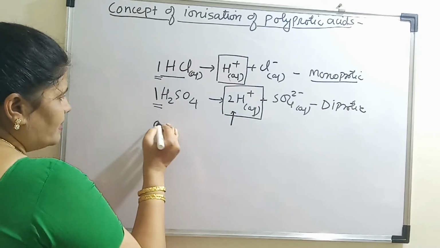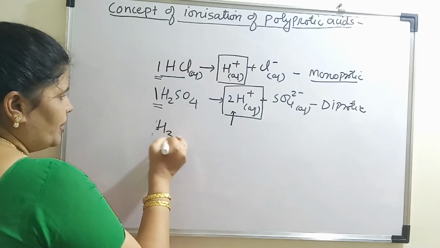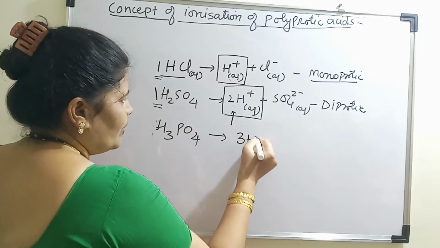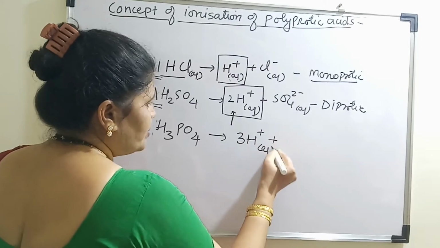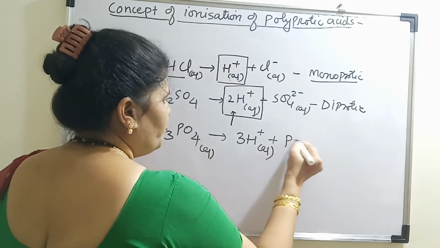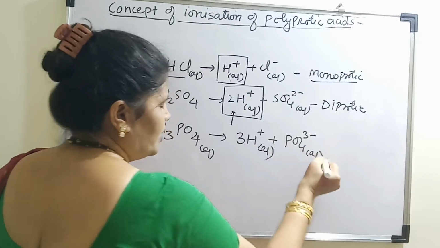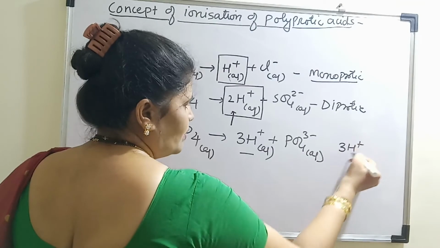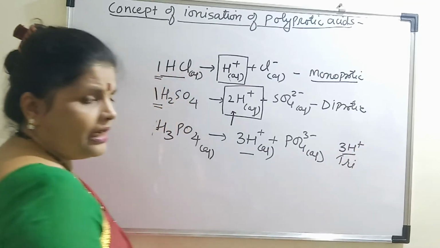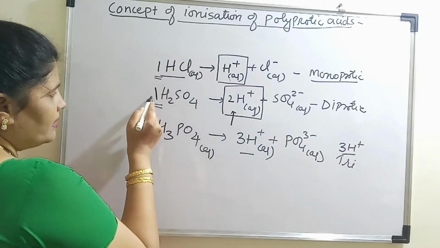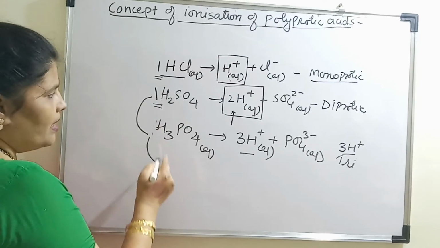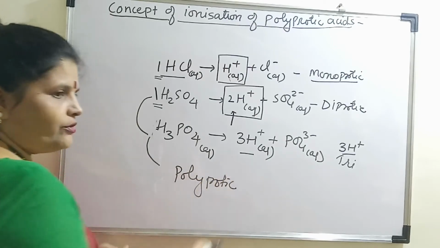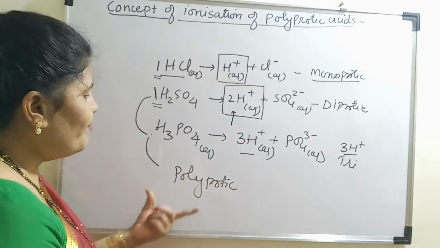Let us take the next example, that is H3PO4. If I see H3PO4, what will I get? 3 H plus ions, right? And PO4 3 minus. So how many H plus am I getting here? I am getting 3 H plus, and so this is a triprotic acid. Whether it is di, tri or tetraprotic, we classify them as polyprotic acids. So we have only two types, that is monoprotic and polyprotic.